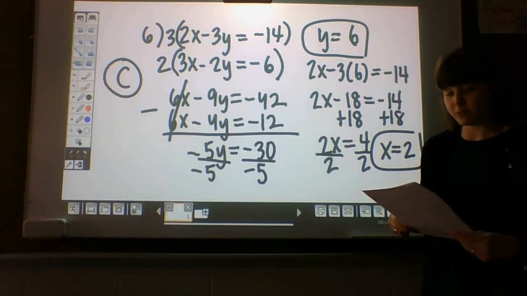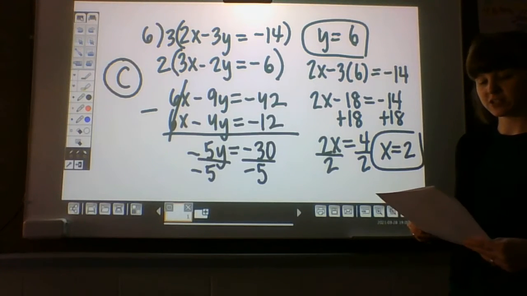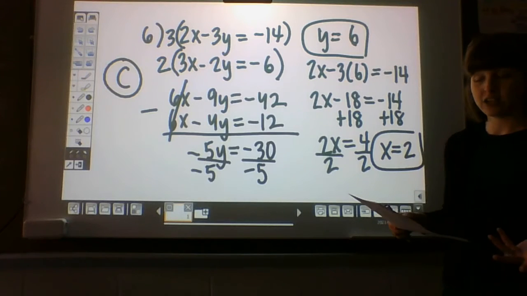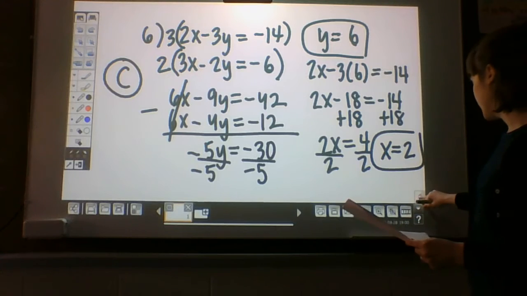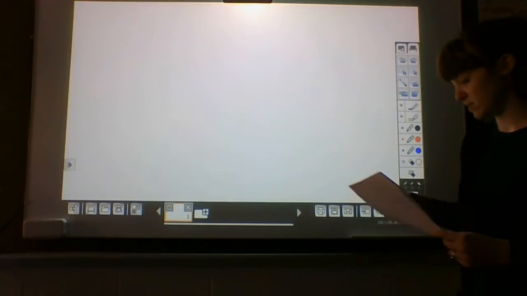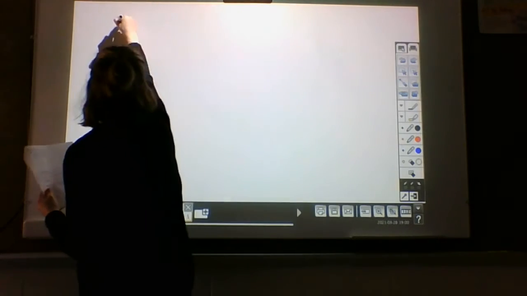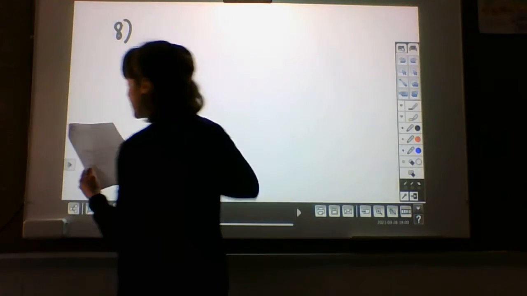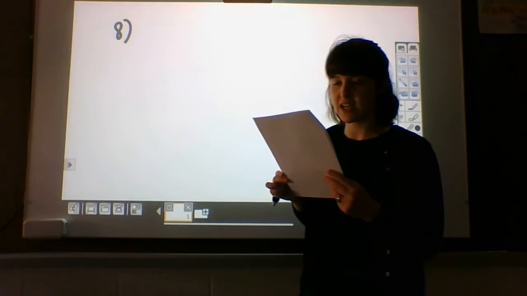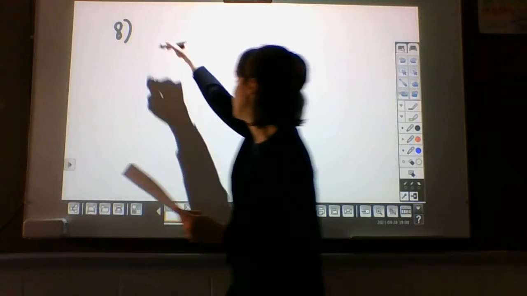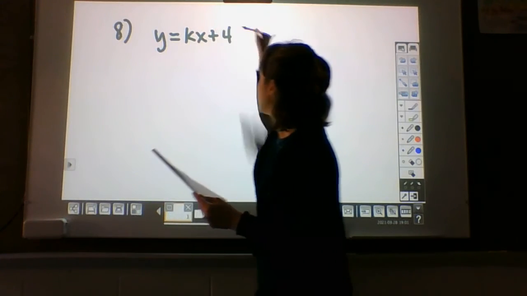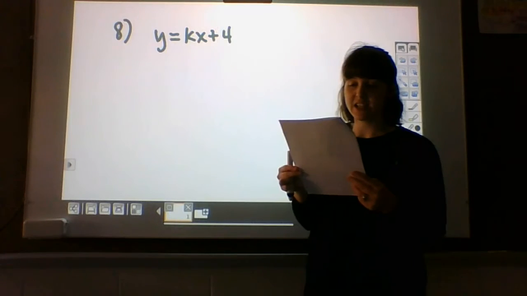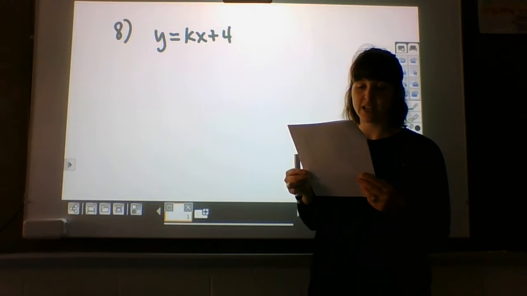Now, the next problem is going to talk about slope-intercept form of a line, which we also discussed last week. Okay? So you got to remember that good old y equals mx plus b. Okay, so here we go. Number 8 says the line y equals kx plus 4. So I'm going to write that up here. Where k is a constant, is graphed in the xy plane.